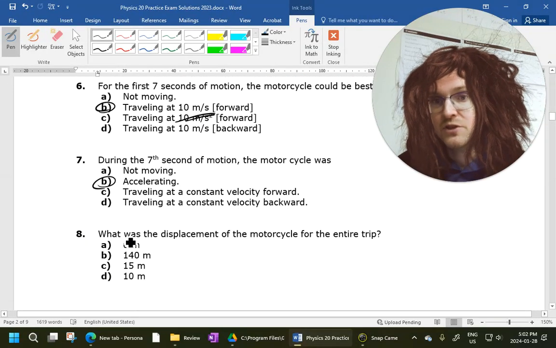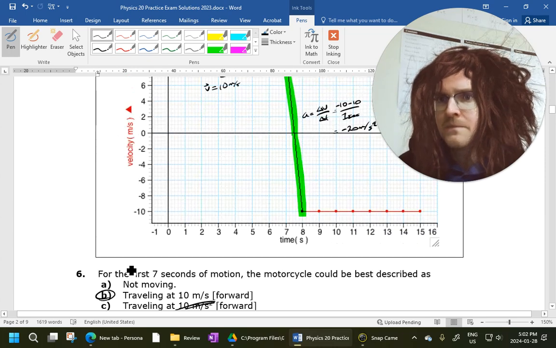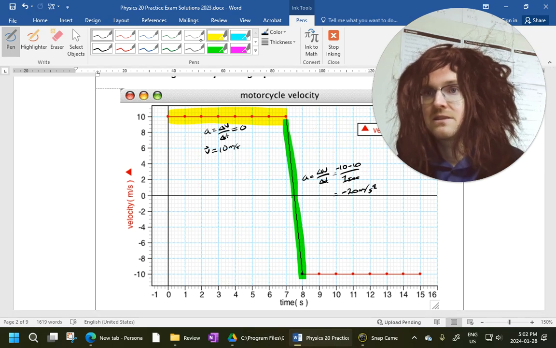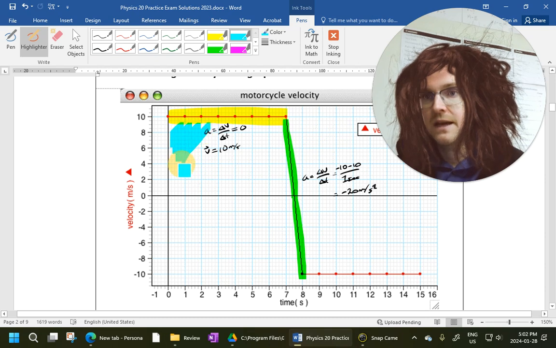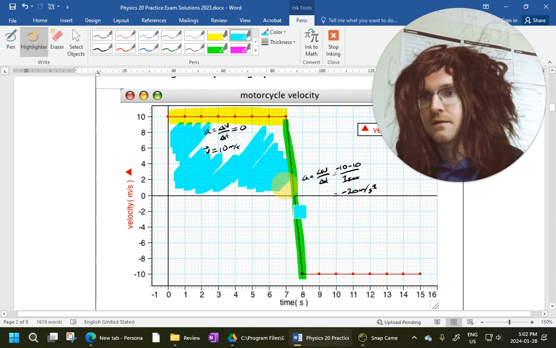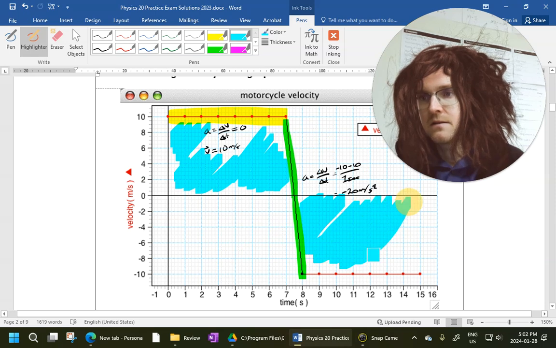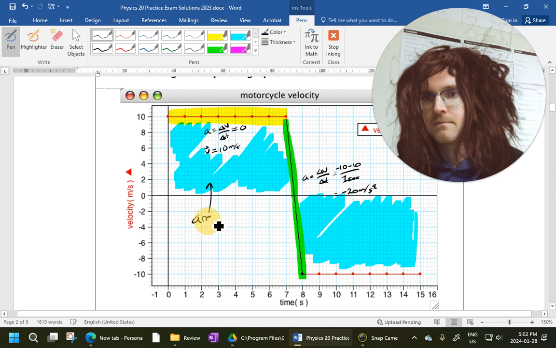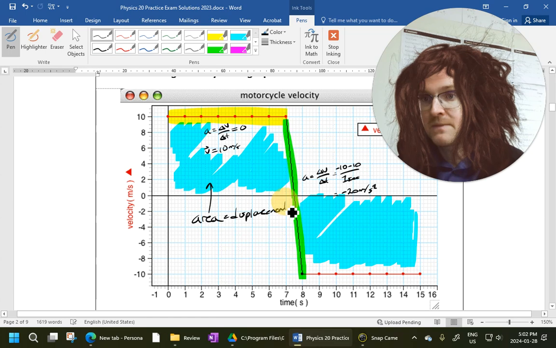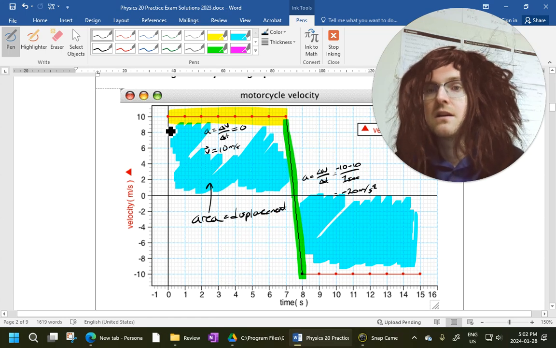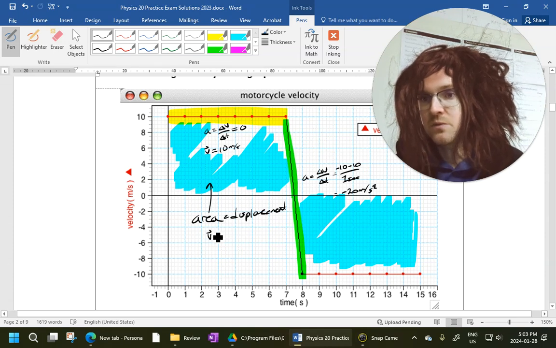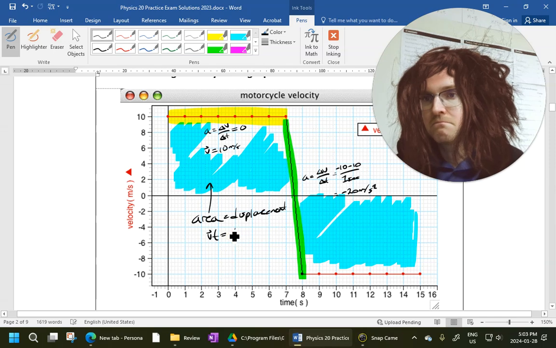What's the displacement of the entire trip? I'm going to tell you right now it's 0. But the way to find displacement from a velocity-time graph, remember, is the area. Area is displacement, because the calculation you're doing is length times width. The length, which is velocity, times width, which is time: v times t is equal to d.